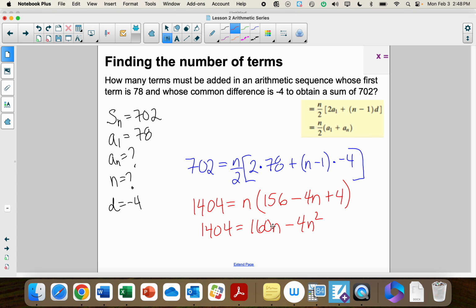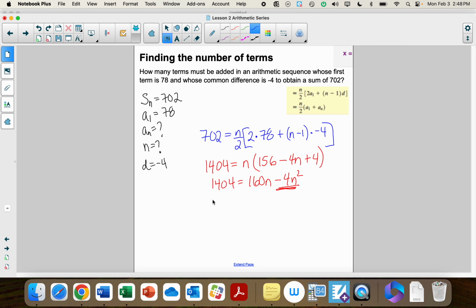And remember, the sum is a quadratic function. So therefore, we have to use our methods for solving quadratic functions. So I'm going to get everything set equal to 0, and I'm going to make sure my leading term, my n squared term, is positive. So I'm going to bring everything to the left-hand side: 4n squared minus 160n plus 1404 is equal to 0.